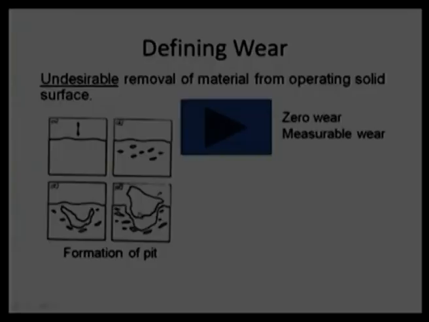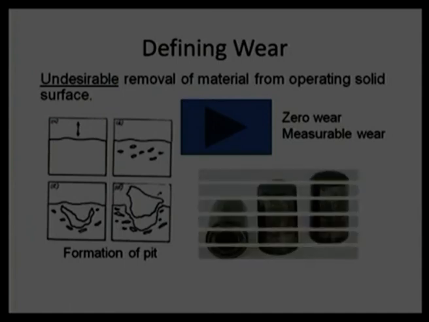This is undesirable. If there are more and more pits, we know very well there will be some noise generation, there is a discontinuity in motion, and quite possibly rolling motion is turning into sliding motion also. So, it is some sort of increase in friction. We should avoid this kind of failure as far as possible, and that is the main purpose of studying wear and wear mechanisms.